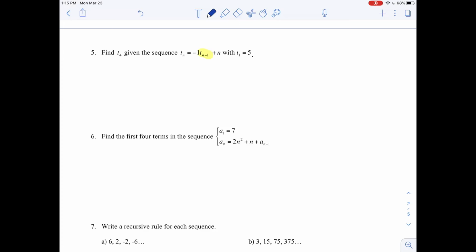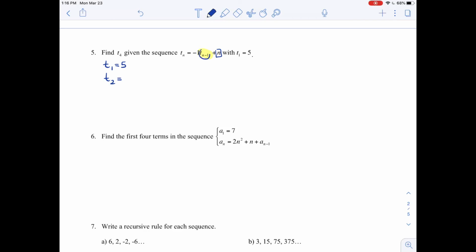Once again, you can see that idea of reusing the previous term. This time, though, something that's going to be a little different is you're also going to have to know what n value you're up to. Is it the second term? Is it the third term? Is it the fourth term? And so on and so forth. So we begin with t sub 1 equals 5.